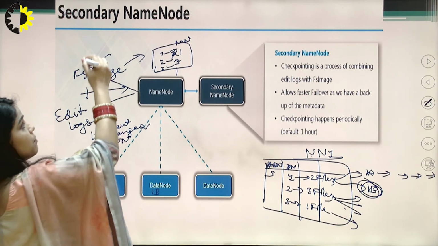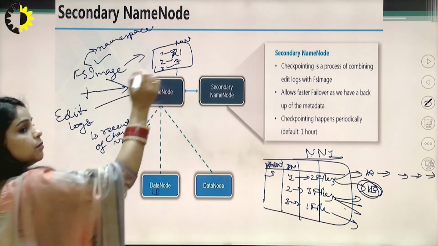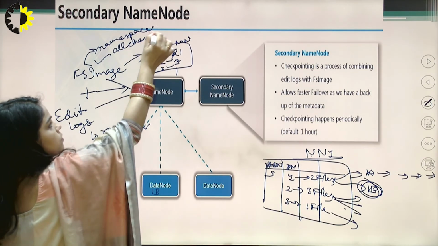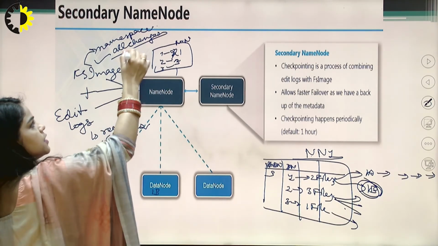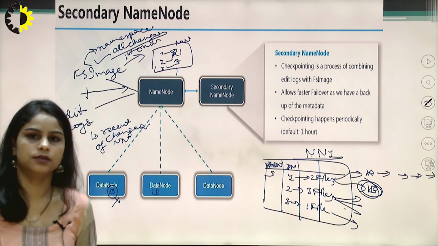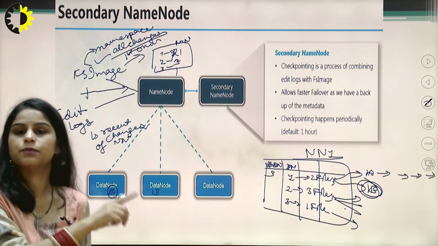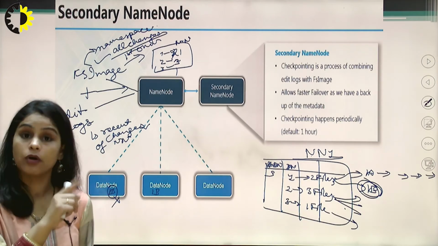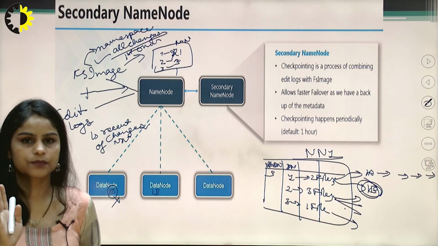And this FSImage is nothing but the namespace of this file system name node, which will contain all the changes. All the changes. From where? From the first day onwards. It means from the day the name node has been created, FSImage has also been created. And this FSImage will have the record of all the changes that have been done in the name node from day 1 onwards. Right?